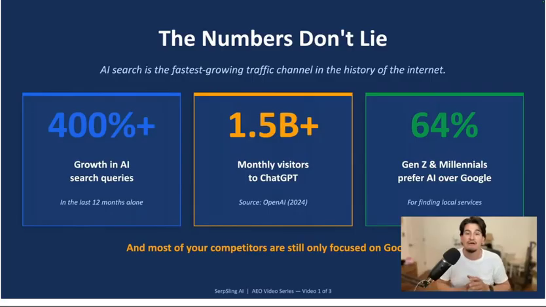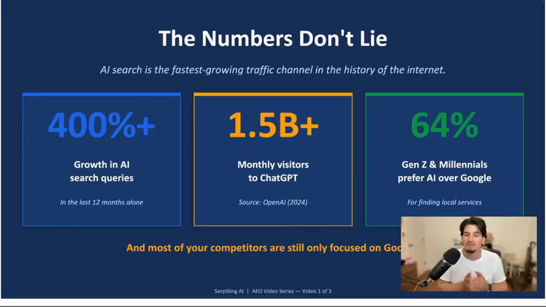Okay. Now, the numbers don't lie. Okay. AI search is the fastest growing traffic channel in the history of the internet. Okay. And these are the numbers: 400% in growth for AI search queries over the last 12 months alone. Okay, 1.5 billion monthly visitors to ChatGPT alone in 2024, and 64% of Gen Z and millennials prefer AI over Google.